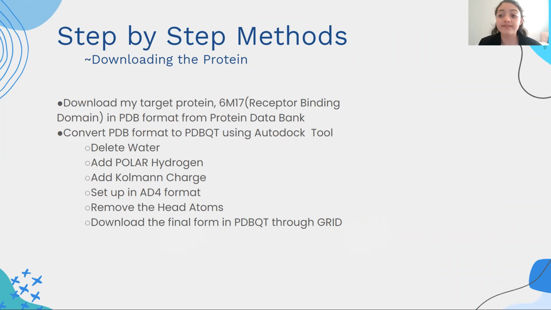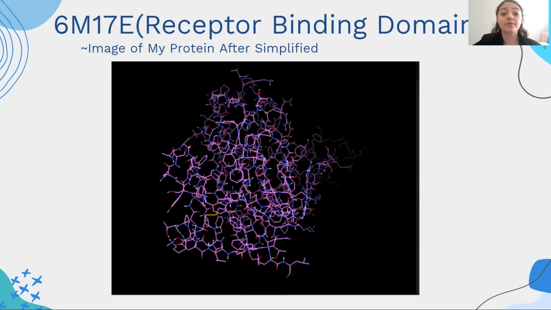But before I do that, I have to simplify my protein so that my ligand can easily find where to bind to and block the RBD or other parts of the protein. In order to do that, first I deleted water, then I added polar hydrogens and a Kollman charge, then set my protein up into PDBQT format, and then removed the heteroatoms. Now my protein is ready to be downloaded in its final form through grid. Here's what my protein looked like after it was simplified. I chose to do 6M17E rather than 6M17F.